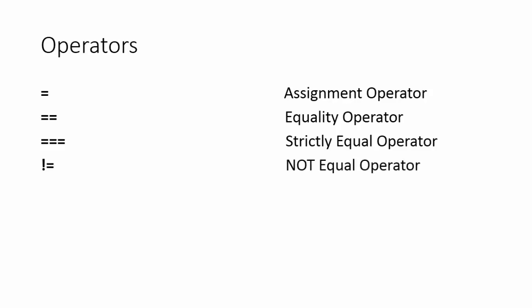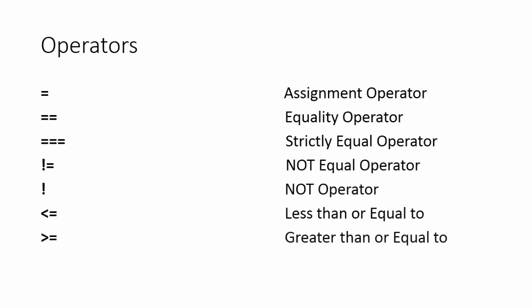Now here are some operators. First we have the assignment operator, which we use to assign a value to a variable or constant. After that we have the equality operator, which we use in writing conditions. Then we have the strictly equal operator, and we use it when we have to be certain according to a strict condition. Then we have the not equal operator, then the not operator, then less than or equal to, then greater than or equal to.